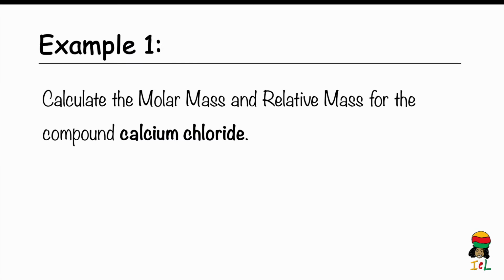Example 1. Calculate the molar mass and relative mass for the compound calcium chloride. If you don't know the chemical formula for calcium chloride offhand, don't worry. We can derive it. You can also review the Unit 5 lesson on writing chemical formulae for more details. We begin with recording the chemical symbols of the atoms present in calcium chloride. That is Ca for calcium and Cl for chlorine.